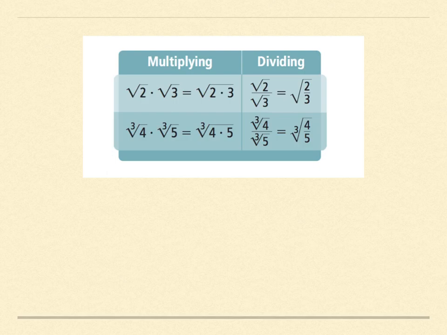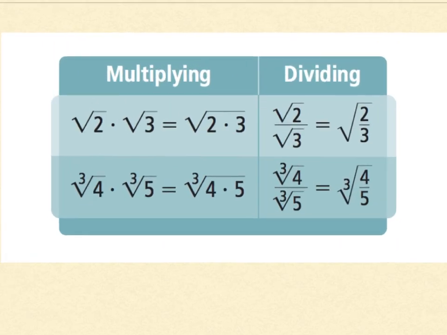Okay, so for multiplying, here we see that our indexes are the same, so we just multiply the insides together. Same with the second example. Our indexes are the same, so we just combine them and leave it under the square root. For dividing, if we have a square root on top of a square root, we can combine it and make the fraction on the inside of the square root. That way we can simplify the fraction and then take the square root of it.